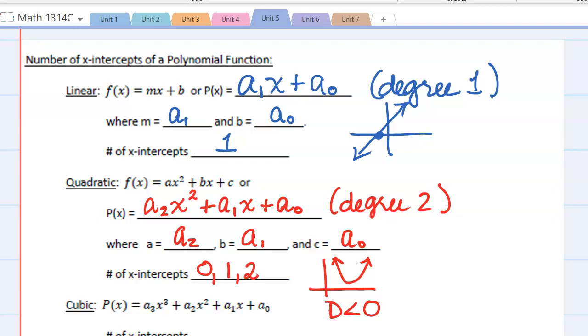The parabola can touch the x-axis when the discriminant is equal to 0. This happens when we solve the quadratic equation and get only one distinct solution.